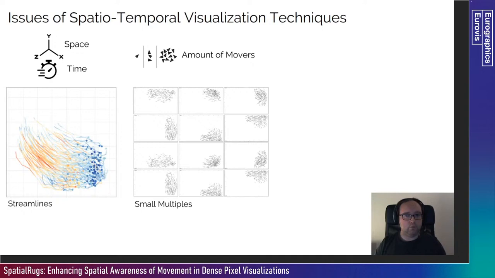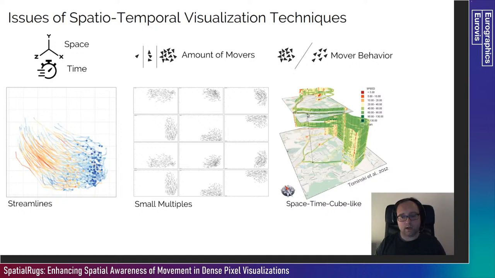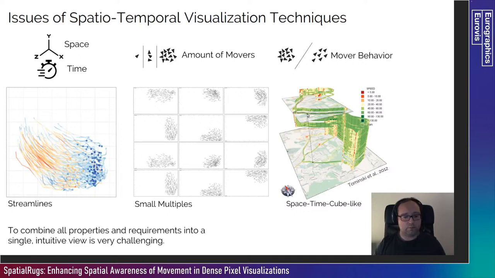Another important property to consider when designing visualizations for many movers is also the mover behavior. And we can sometimes even exploit that if it's very similar. We could do something like Tominski did in 2012 with this very great technique on trajectory stacking. This works well if the trajectories are very similar, but if they're not really similar, then we have a problem, and then also space-time cube-like visualizations face grave issues. So to combine all requirements and properties of large movement data with many movers with different or changing behaviors into a single and intuitive view is really challenging.